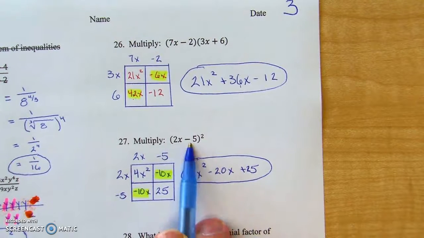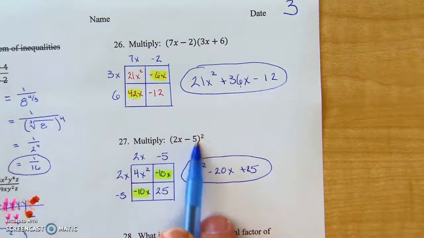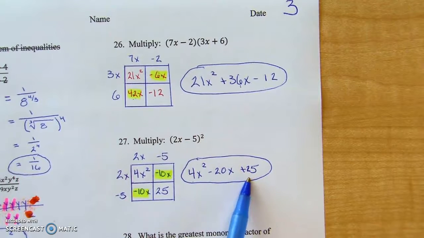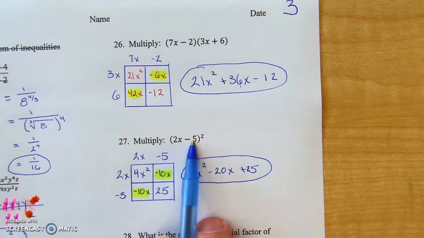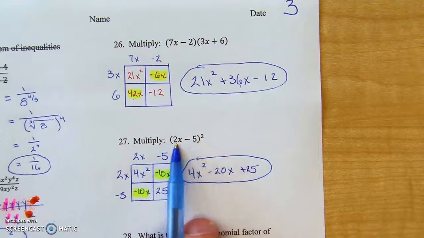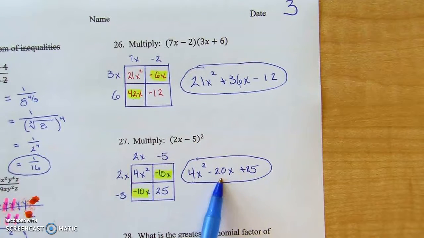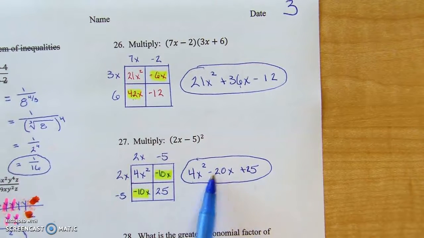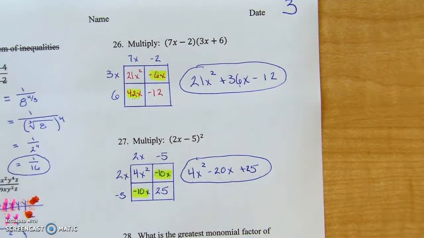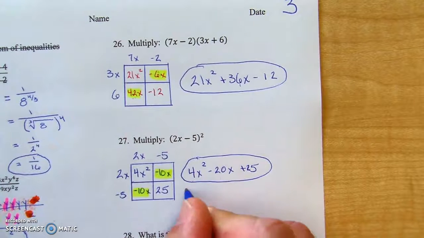The last term is going to be the second term squared. Negative 5 times negative 5 is 25. The middle term is when you multiply these two together, you get negative 10x, and you double it to give you a 20x, and it is negative. That is called a perfect square trinomial.